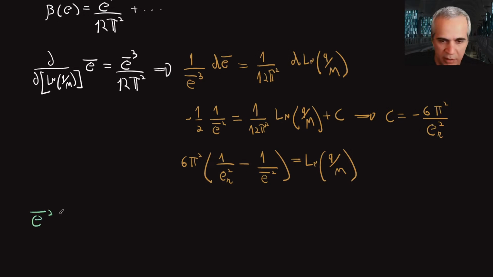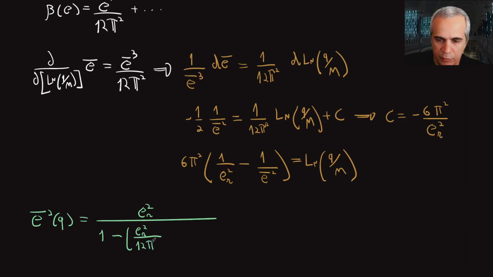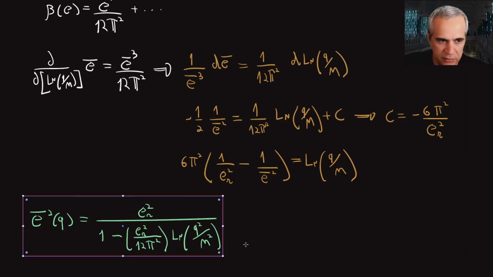So E bar square of Q is equal to ER square over 1 minus ER square over 12 pi square times the log of Q square over M square, right? I just took a, instead of keeping a 6 pi square here, I took a power of 2 inside the log to get something more similar to what we had before, right? Let me put a box around this.